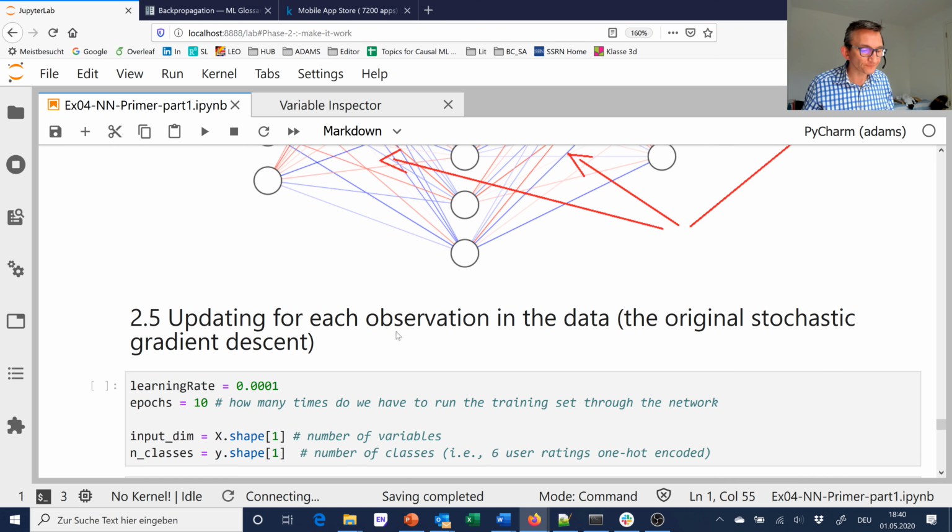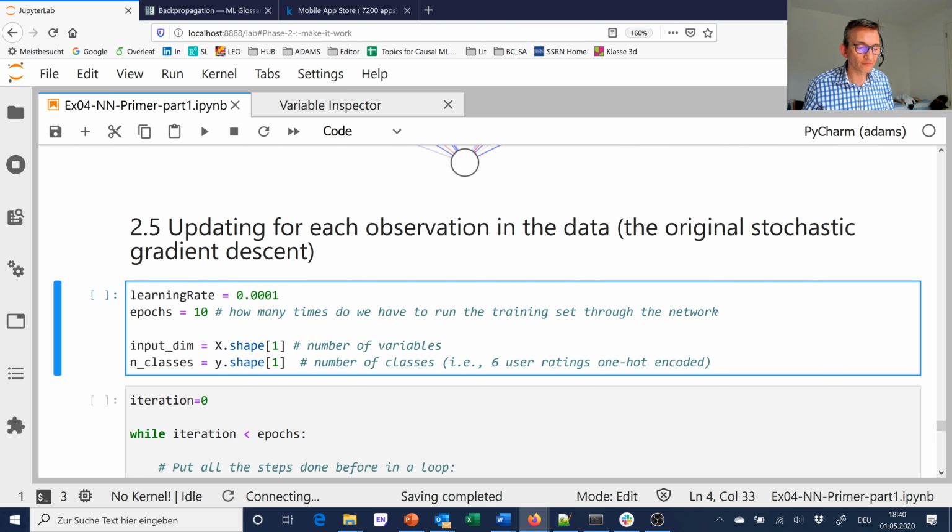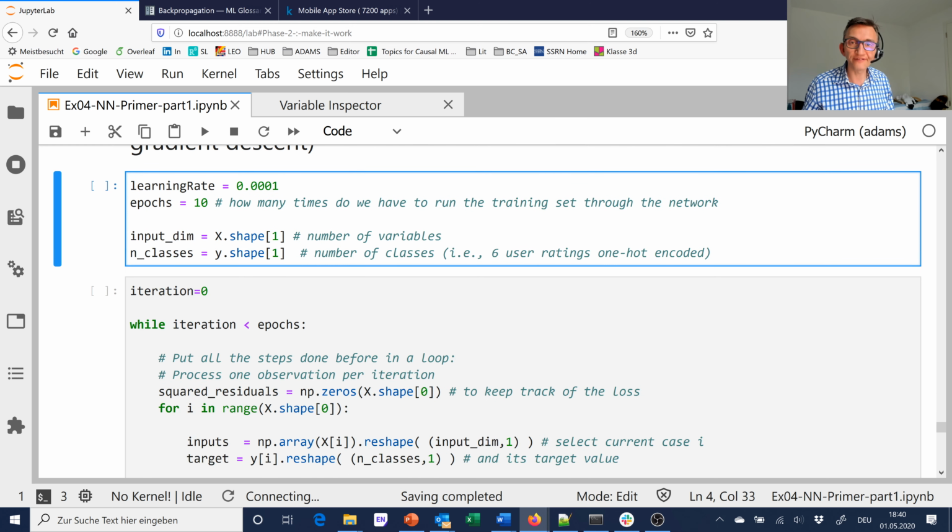Okay, so in chapter 2.5, you have a slightly revised and improved code for backpropagation, setting up a learning rate. I'm also now setting up an epoch. Remember, since we update the gradient with every single data point, the epoch is the key parameter to determine how long we keep on training.